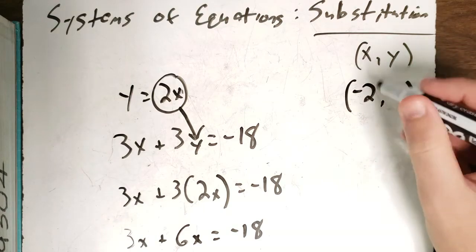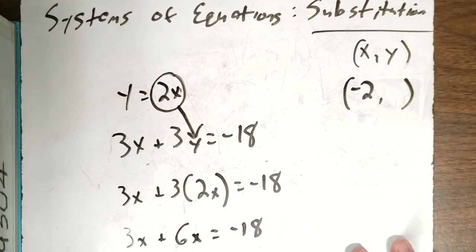Now, you don't have to write this up here, Sean. I'm just showing you how we're doing it. So x is negative 2.